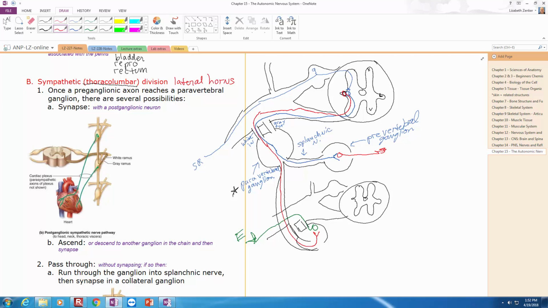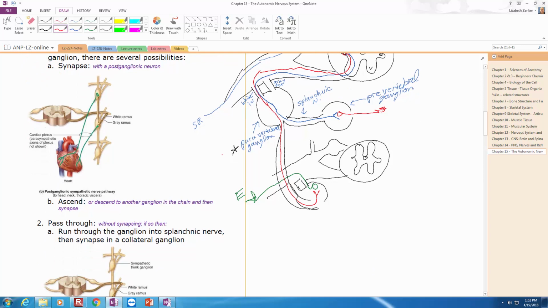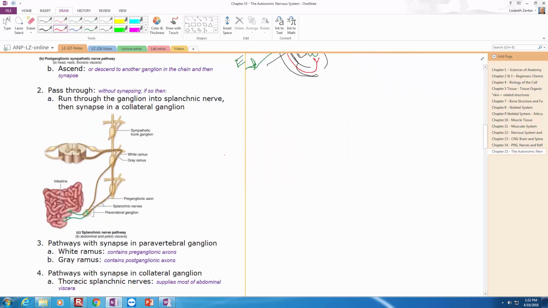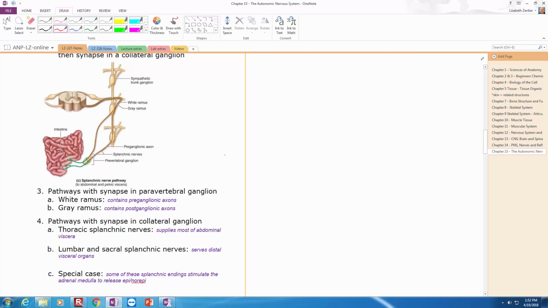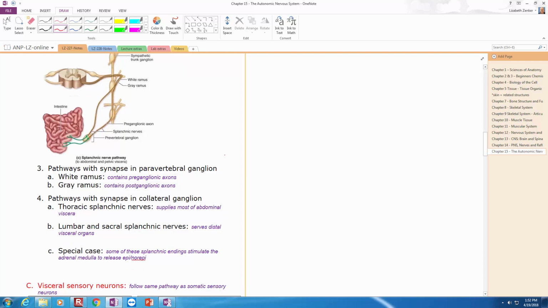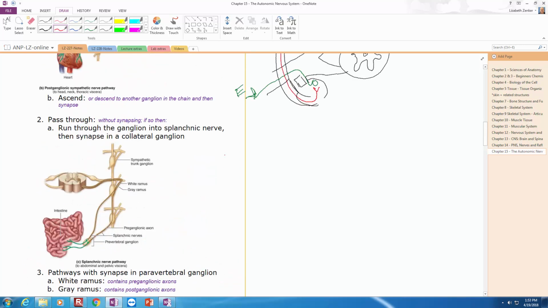Okay, so if we break this down, the afferent is the same for all of these guys, right? So if we look at whether it goes in and synapses in the first paravertebral ganglion, or whether it passes through it and does not and goes to a different one, like ascends or descends, or whether the pathway wants to synapse in the prevertebral ganglion, they all come in the same way.